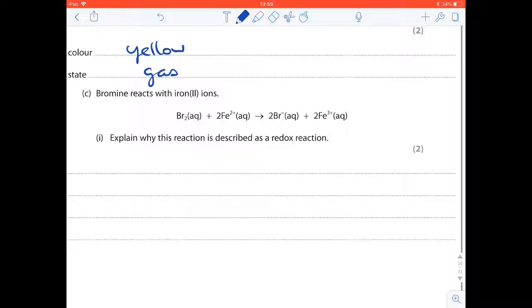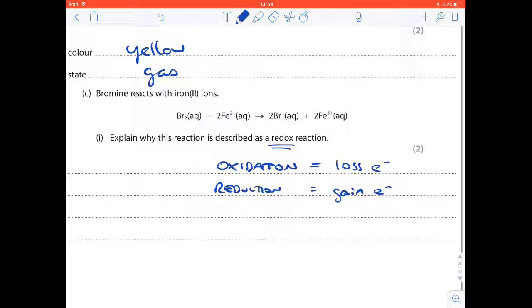Part C is about redox, and really you just need to know what a redox reaction actually is. Redox means that you have oxidation and reduction occurring in the reaction. Oxidation means to lose electrons. Reduction is to gain electrons.